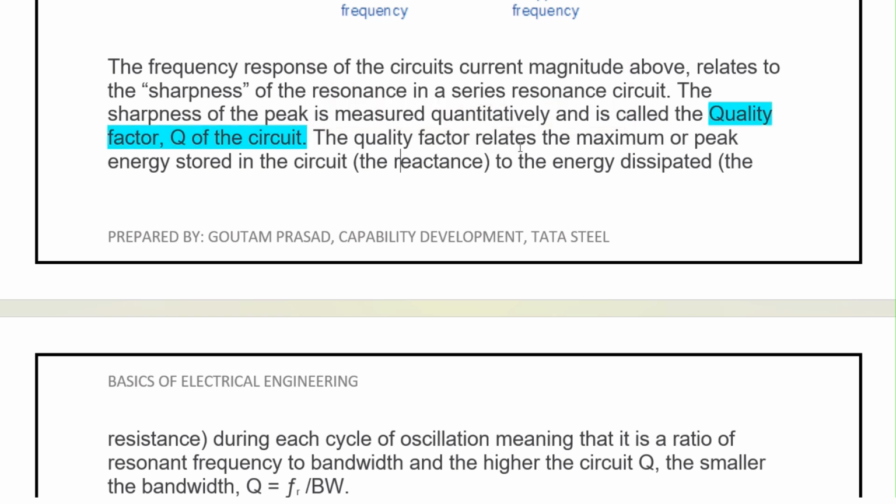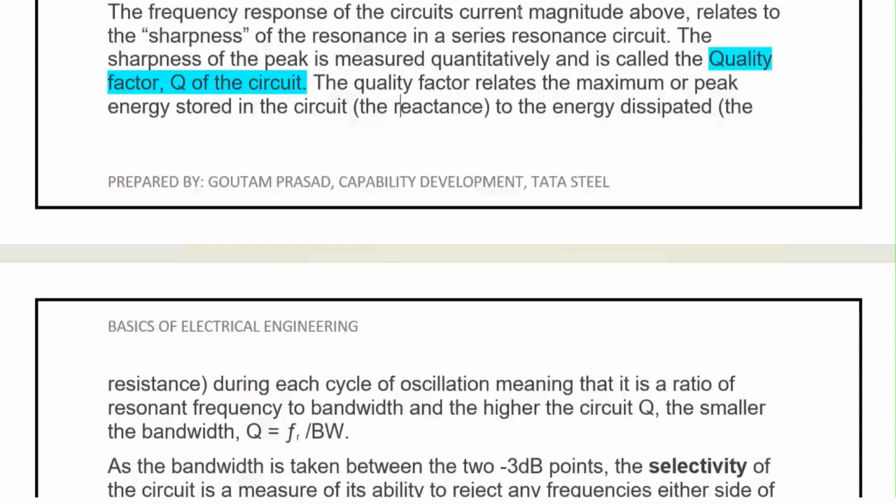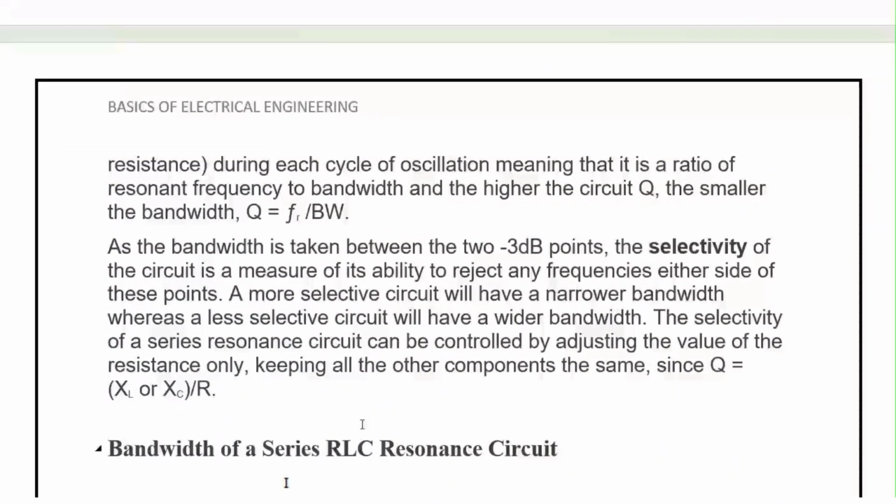The quality factor relates the maximum or the peak energy stored in the circuit to the energy dissipated in the resistance during each cycle of oscillation, meaning that it is the ratio of the resonant frequency to the bandwidth, and the higher the quality factor, the smaller the bandwidth. Q is equal to FR by bandwidth. So the quality factor is defined as FR divided by bandwidth.